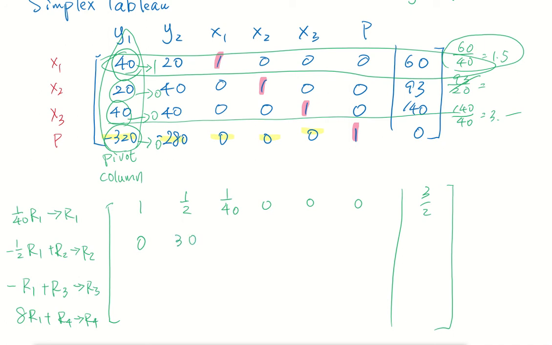1 times negative 1/2 is negative 1/2, plus 0 is negative 1/2. 0 plus negative 1/2 is 0, plus 1 is 1. 0 times negative 1/2 is 0, plus 0 is 0. 0 times negative 1/2 is 0, plus 0 is 0. 60 times negative 1/2 is negative 30, plus 93. That's 63. Done with the second row.